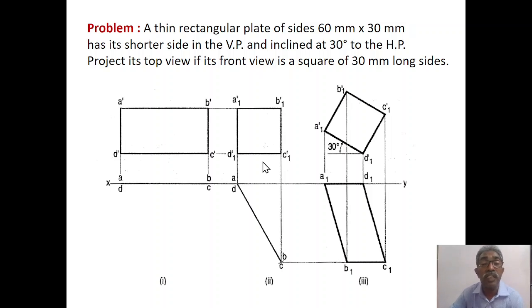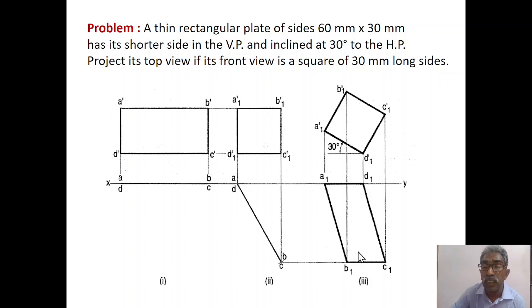Then the shortest side is given 30 degrees to the horizontal plane. Therefore this is the same square, turn it by an angle of 30 degrees. You draw the line making an angle of 30 degrees. Along this you take the shortest side a1 dash d1 dash and draw the same square. That is then the final front view. In the final front view, there is the square of 30 by 30, and the shortest side makes 30 degrees to the xy line, which means it is 30 degrees with the horizontal plane.